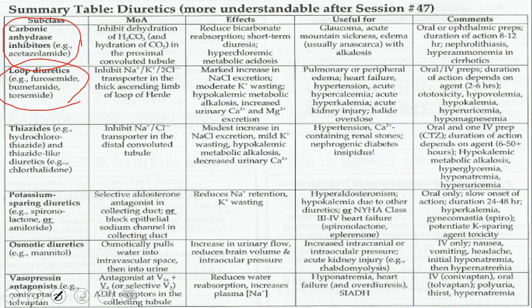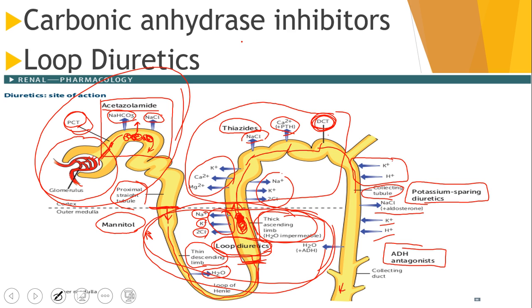And real quick overview, this can be covered several times. We have their method of action of carbonic anhydrase inhibitors, and that is to inhibit the dehydration of H2CO3 and the hydration of CO2 in the proximal convoluted tubule. Their effects is to reduce bicarbonate reabsorption, causing short-term diuresis. In other words, the bicarb doesn't get reabsorbed here. Instead, it stays in here.